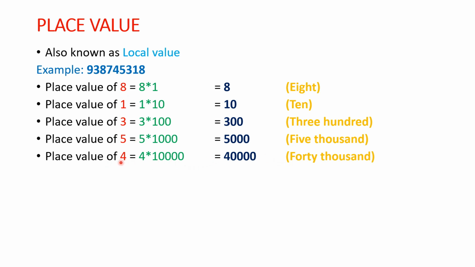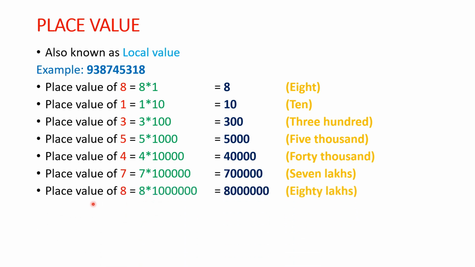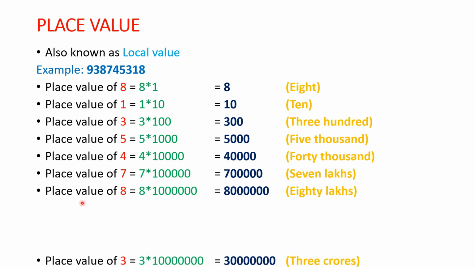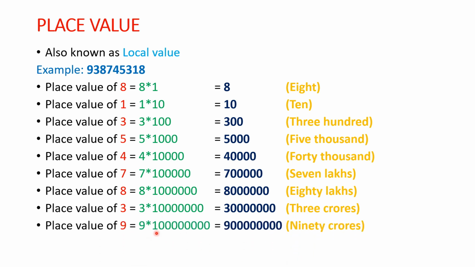The place value of 4 is 40,000 because it is in the place of 10,000 and we are multiplying 4 by 10,000 and the place value of 7 is 7 lakh because 7 is in the place of lakhs and we are multiplying 7 by 1 lakh which gives 7 lakhs as the answer. So the place value of 7 is 7 lakh and the place value of 8 is 80 lakh because 8 is in the place of 10 lakhs and we are multiplying 8 by 10 lakhs which gives 80 lakh, and similarly the place value of 3 is 3 crores and the place value of 9 is 90 crores. This is how we have to calculate the place value of any digit in a numeral.